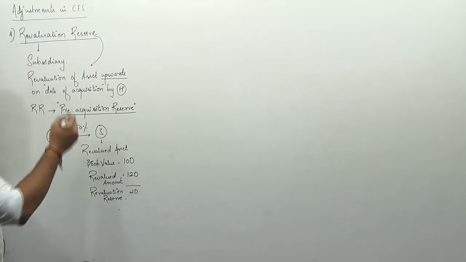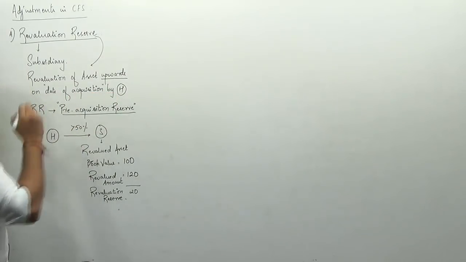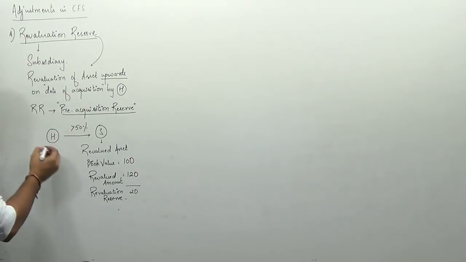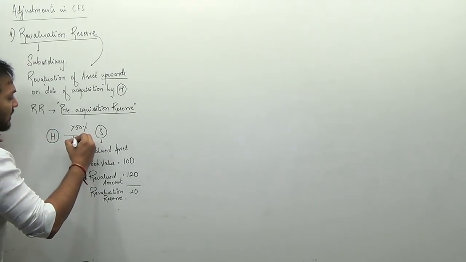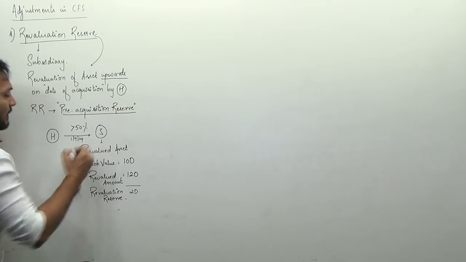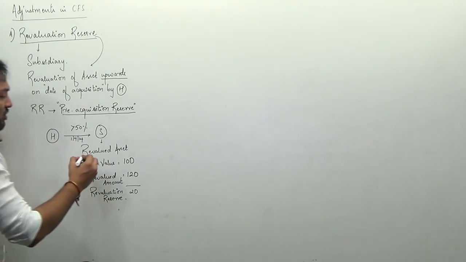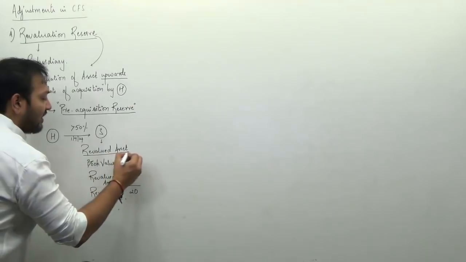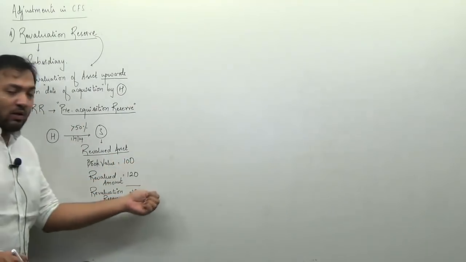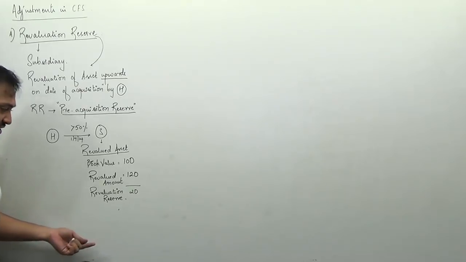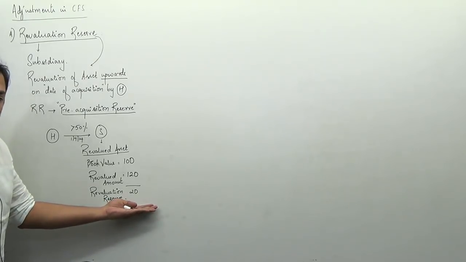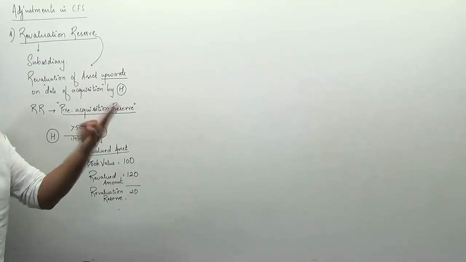And one more condition was what? It should be exactly that the revaluation should be on the date of acquisition. Let's say the date of acquisition of this 50% is on 1/4/2014, and the revaluation of the asset is also on the same date. If they have revalued the asset from 100 to 120 upward, this 20 rupees will be transferred to your revaluation account.